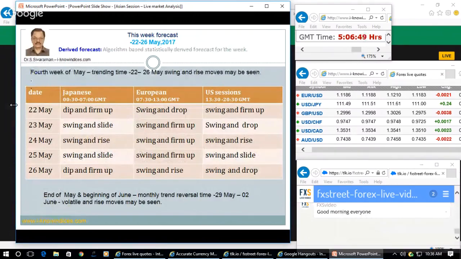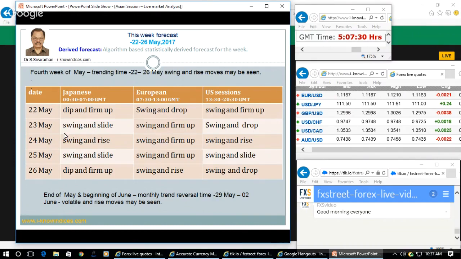So today, it is the fourth week of May. They are expected to make the swing and rise moves in the market. And today they are expected to make a brief dip and firm up during the Japanese session, a swing and drop during the European session, and swing and firm up during the US session. So either way, they are expected to increase the spread. The low they could breach, the high also they could breach during the day.